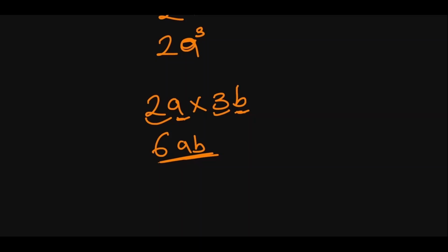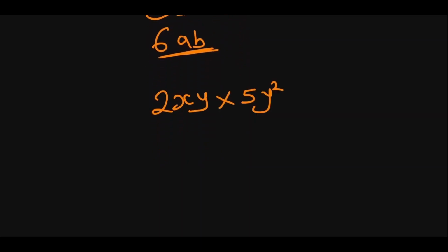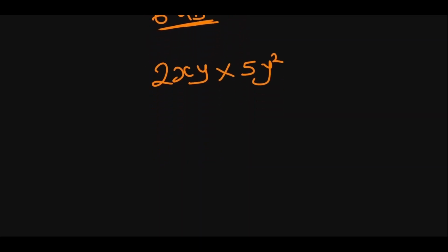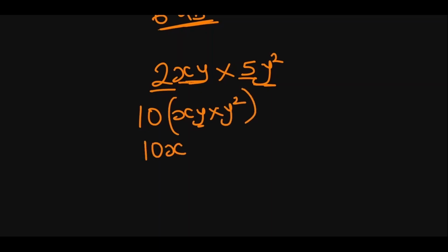So again, just to reinforce it, let's look at another example. Look at this example on your screen. 2xy times 5y raised to power 2. Here again, you multiply the two numbers, 2 times 5, it gives you 10. Then xy times y squared. Now x, then because this is already y raised to power 2, if you multiply another y to this, then the y raised to power 2 becomes y raised to power 3, which means there are 3 y's involved in the multiplication. So this will be the answer.